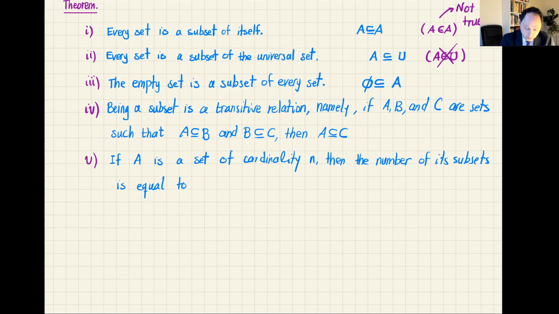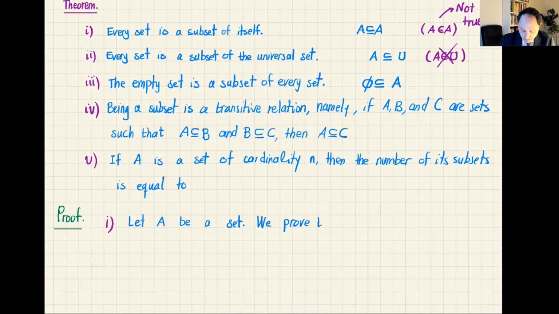So if I want to do the proof, why is this the case? Number 1, why do you think this should be true? Every set is a subset of itself. So if I want to write it rigorously, I would say: let A be any set. We prove that A is a subset of itself. How should I prove this?